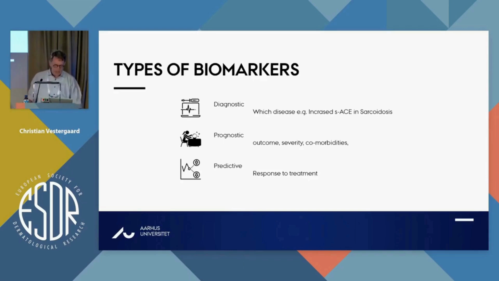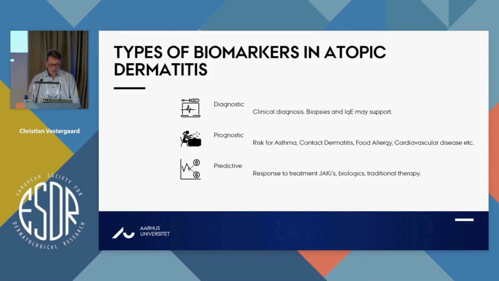And we are, in my opinion, as we just heard, at a good starting point, but we are not there yet. So in terms of atopic dermatitis, for diagnostic, clinical diagnosis, we can do biopsies and we can do a support from serum IgE. Prognostic is the risk of asthma, contact dermatitis, food allergy, and cardiovascular disease. And finally, also the response to treatment with the JAKs and the biologics and nutritional treatment. As we've just heard, it would be great also in AD if we could do a blood test when they came through the door and say, well, you need to go straight to this treatment rather than trying out a lot of different treatments before we find the right one.